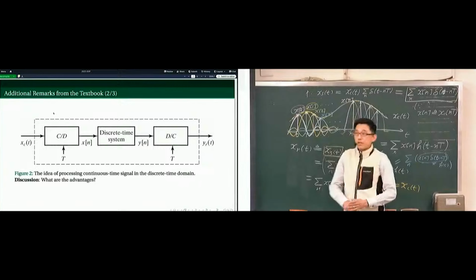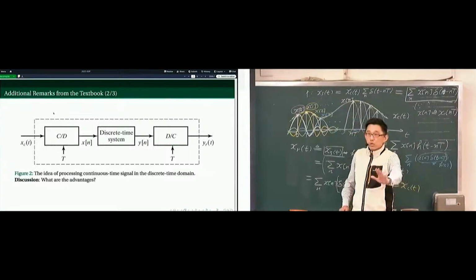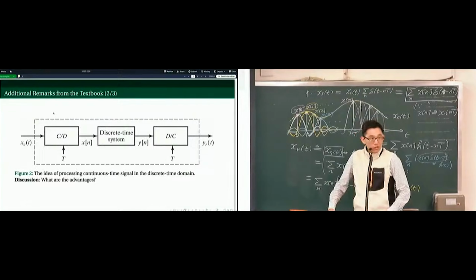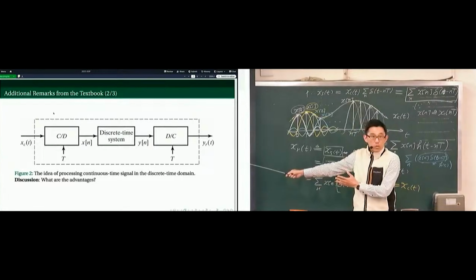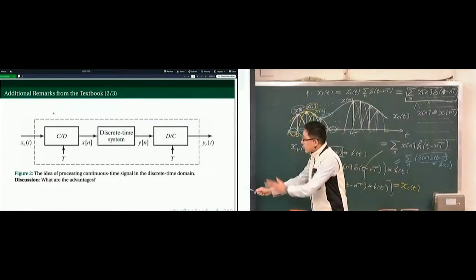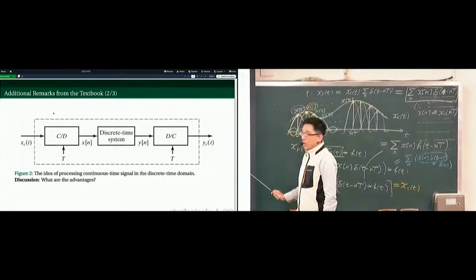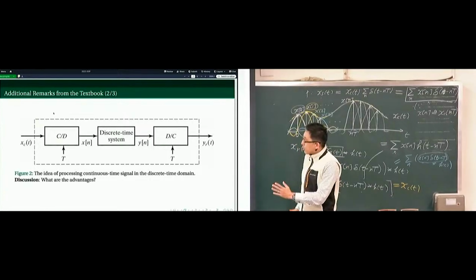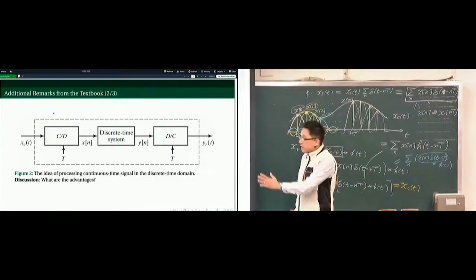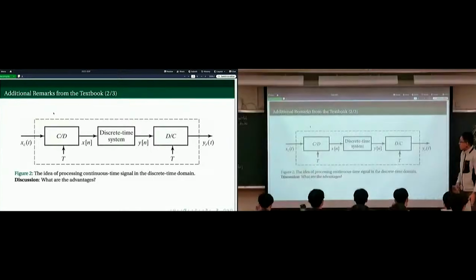So as a user, you feel like everything is analog, right? You don't need to know DSP in order to play the guitar, right? But the input and output are both in the world, in the continuous time world. So that's called discrete time processing of continuous time signals. So the rest of the semester, we are going to follow this framework and study only what's happening in the middle.